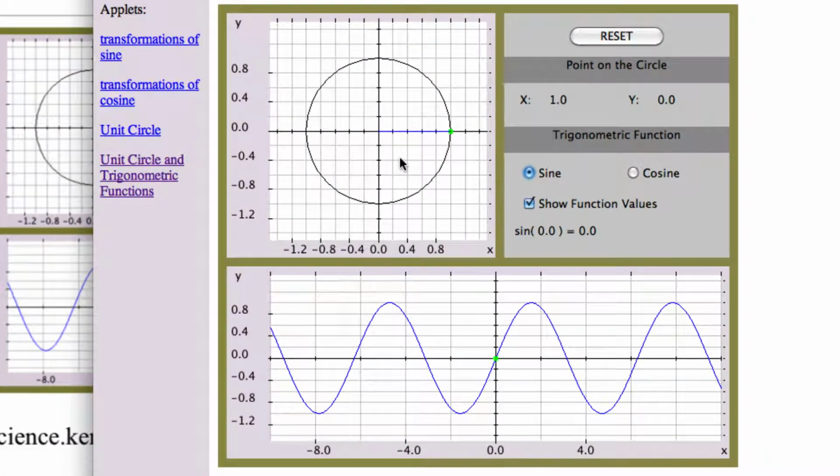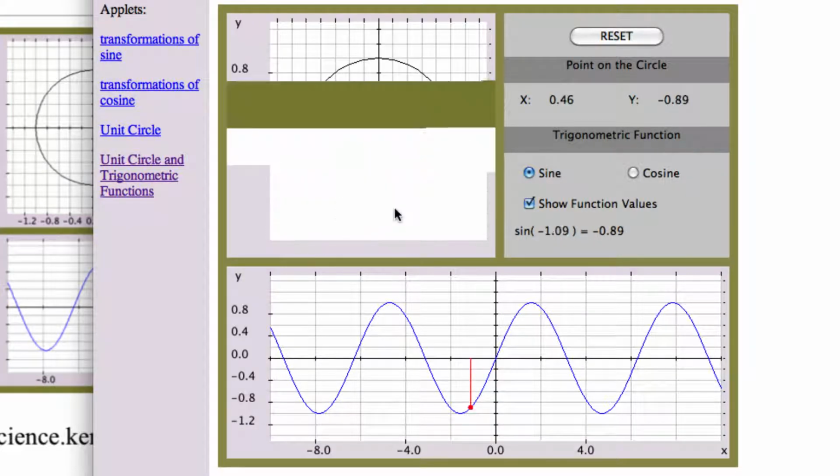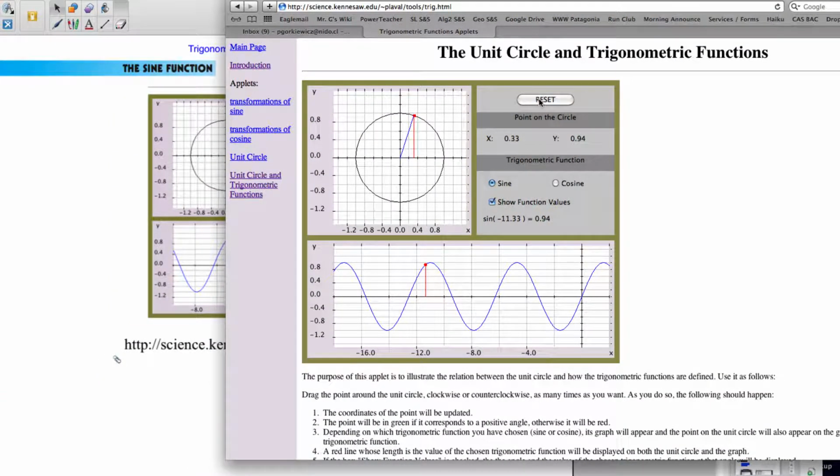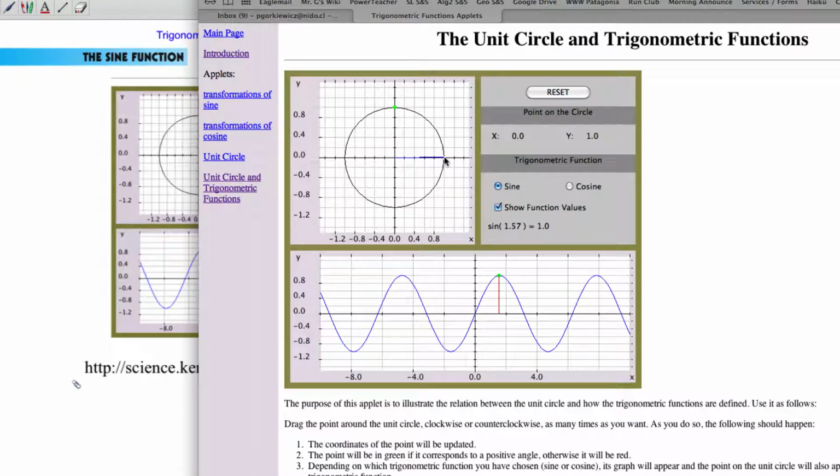Looks like this. Here's our unit circle. Here's the sine wave, and this little green dot is this little green dot, right? So as we drag this up here, let's start at 0, right? Now let's go up. I don't know why it's just going along that line. Reset. There we go. Okay. All right, let's try that again.